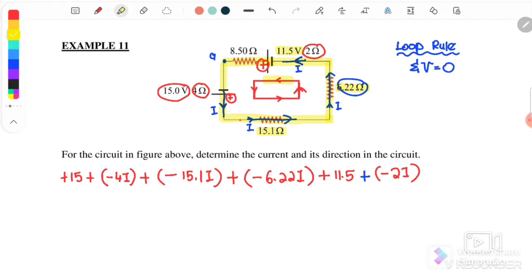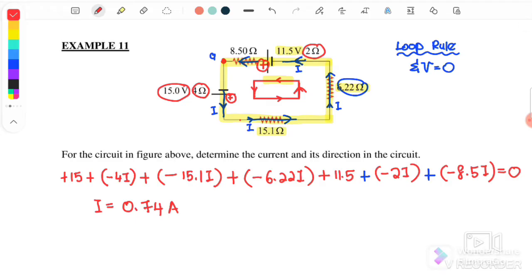So again, for the 8.5 ohm, the direction of the current and the direction of the loop are similar. So we substitute positive because of the same direction, and negative 8.5 I because of energy dissipated. At the end, it will come back to 0.8, so it equals 0. So we need to rearrange. When you rearrange, you will find that the value of I is equal to 0.74 ampere. This is the value of the current flowing through this circuit.